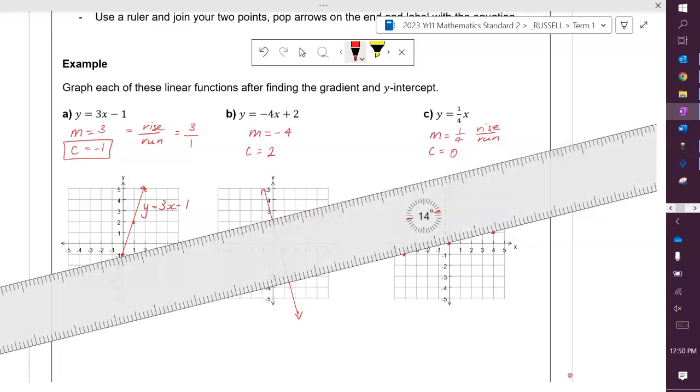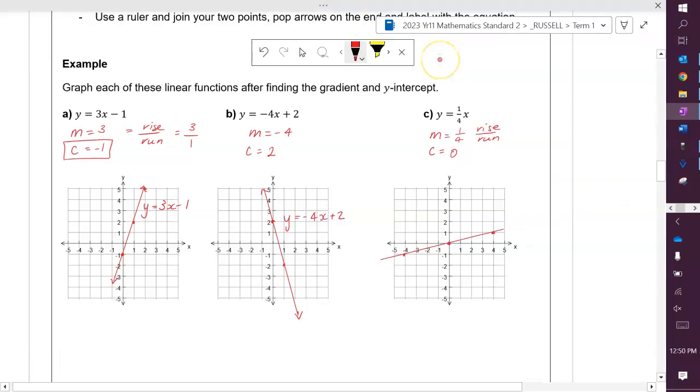And we can then draw our straight line through. Put our arrows on the end and label it. And that's how we then use that y-intercept and gradient in order to draw a straight line instead of having to draw up a table of values every time.